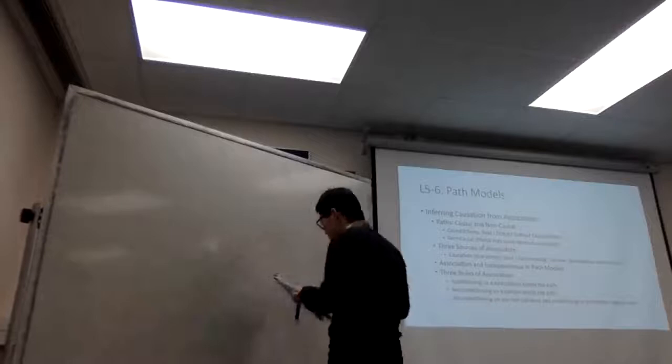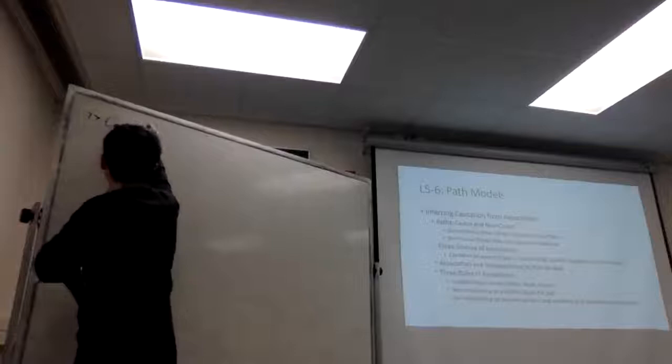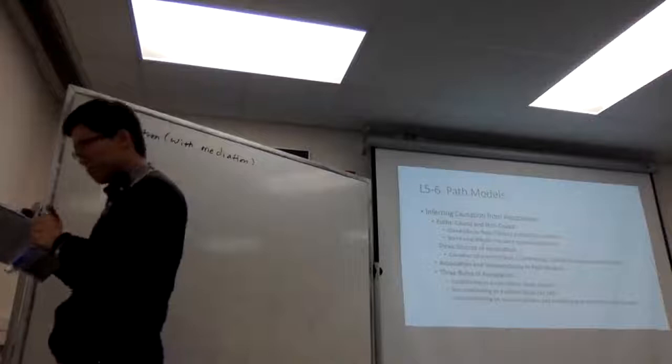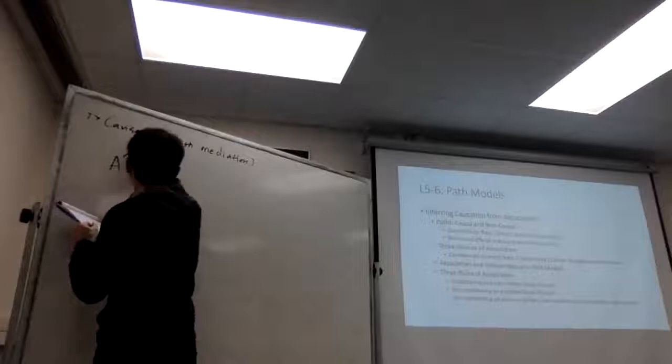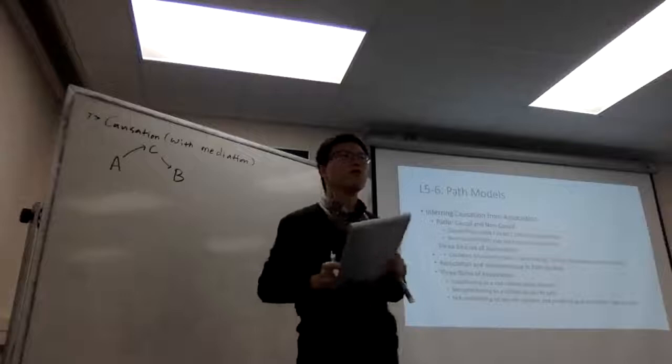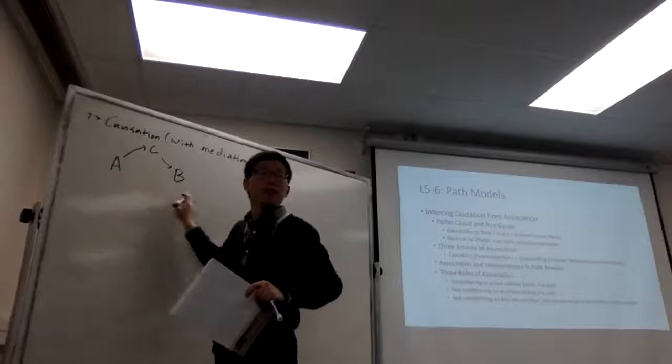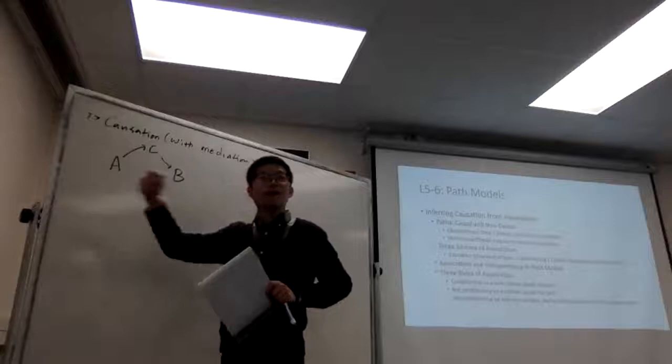The first one is causation with mediation. Okay. So, variable A affects C, and C affects B. So C is a mediator between A and B, meaning it's an important mechanism that A becomes influential in determining the outcome B.